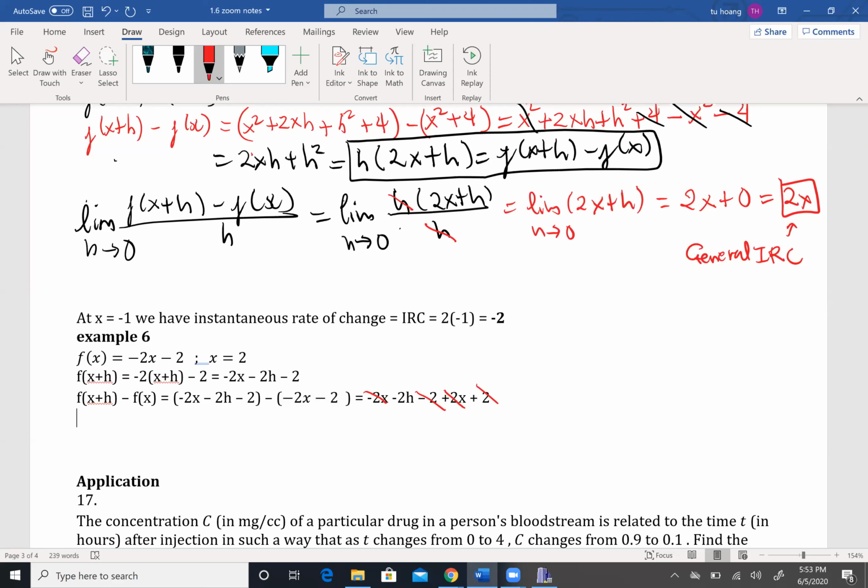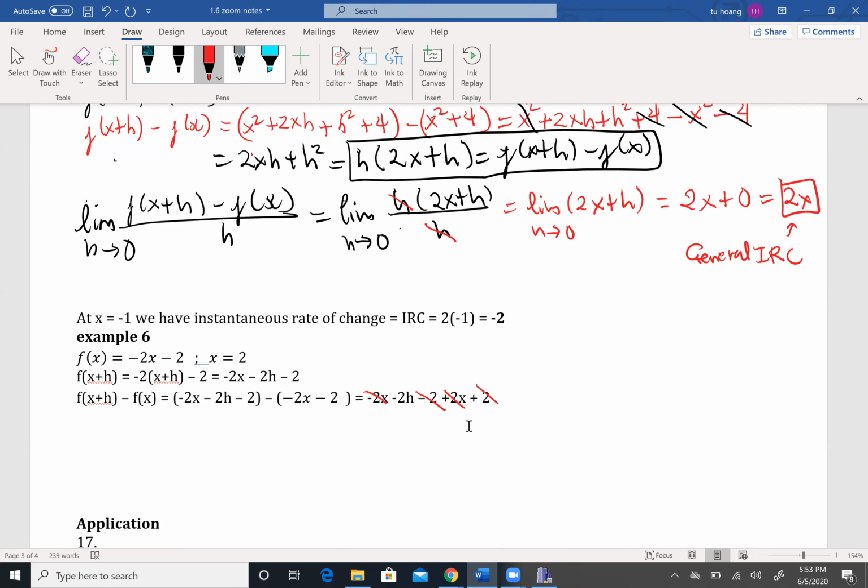So now it's time to apply the limit. Have the limit of f of x plus h minus f of x over h as h goes to 0 will be equal to, oh, actually I should write out this negative 2h first, right? Negative 2h on the top. Oh, where's the limit? Okay, don't forget the limit, right? Limit of negative 2h over h as h goes to 0.